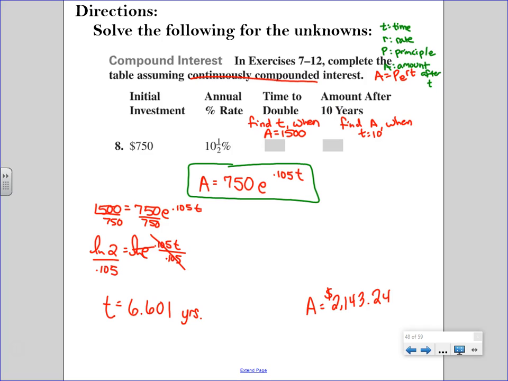Do you guys agree with my first answer, ln of 2 over 0.105? Let's take ln of both sides to undo that e, then do a quick division. I rounded to 3 decimal places because I've mentioned before I always like 3, it's getting me ready for calculus. Although the next one I only rounded to 2.